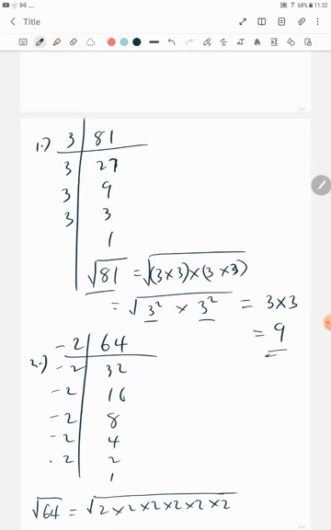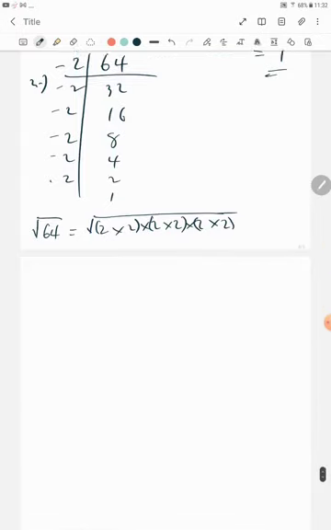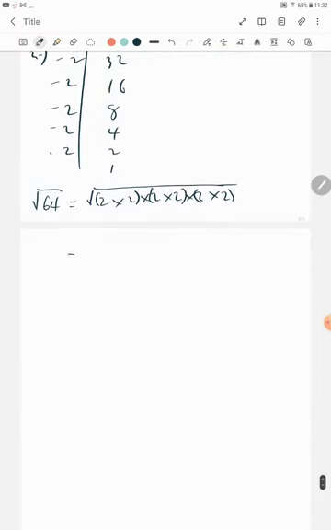So group them in 2. Okay, group them in 2. It must be the same number. Okay, so we group them in 2. That means that we have root 2 square times 2 square times 2 square.